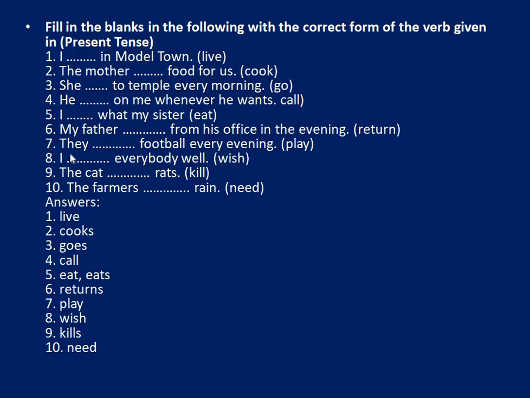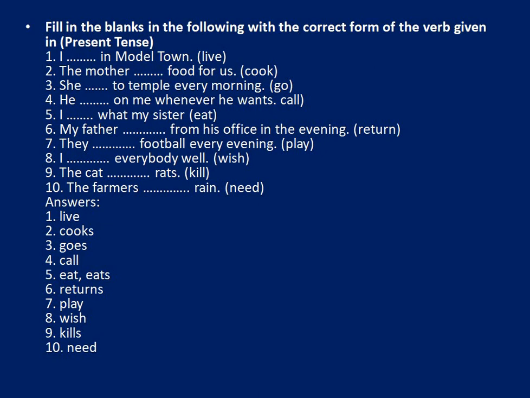See, I have come up with some fill in the blanks on present tense, which you can see on the screen. You will not look at the answer; you will try to do it by yourself and then check the answer given here. I'll read for you. I dash in Model Town. So live will come. I live in Model Town. The mother dash that food for us. So what will come? Cooks, not cook. Cooks will come. She goes to the temple every morning.